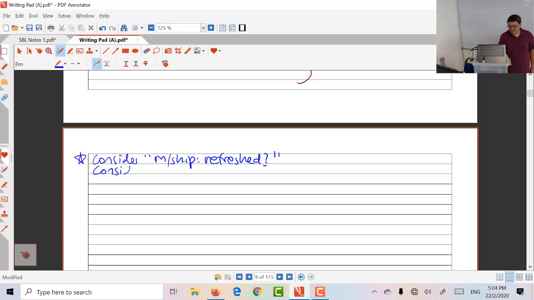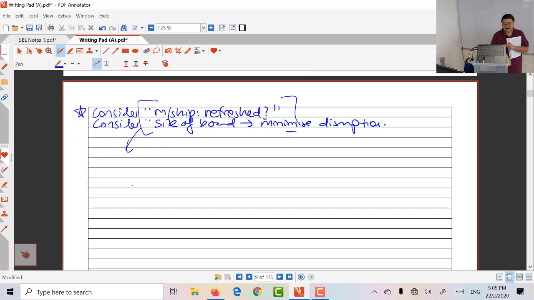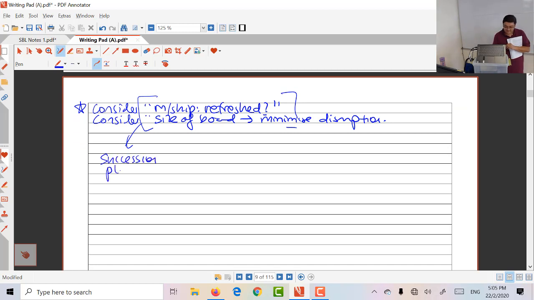Now, we are also asked to consider the size of the board so that we should minimize disruption. You should consider the size of the board to minimize disruption whenever there is a change of members. Now, all that will call us into one more area, which is succession planning.